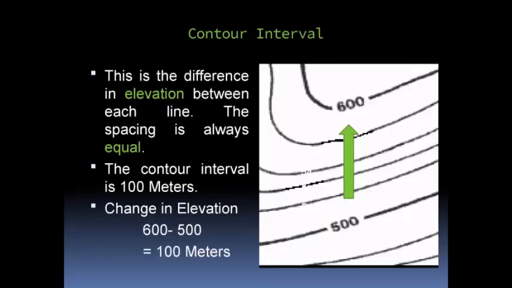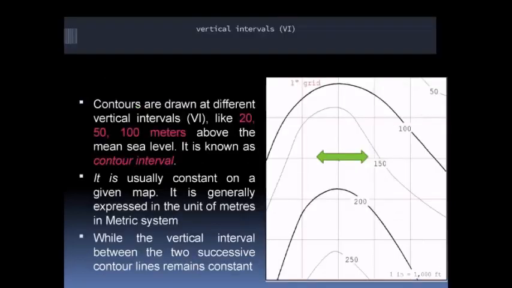The contour interval tells you precisely how much the elevation increases or decreases with each line. In this map, it is clearly labeled with a contour interval of 100 meters. What does that mean? As you go from one line to another, a change in elevation of 100 meters can be noticed. The contour interval tells you the elevation change from one line to the next.